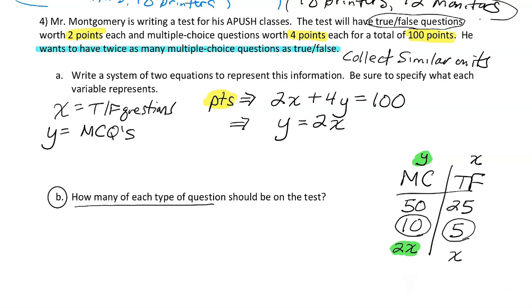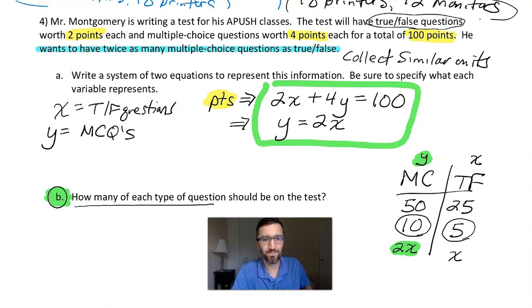So this would be our system of equations, and that's what you'll be solving for in part B of Try This. So use the substitution or elimination method to solve for how many multiple choice and how many true-false questions there are in this.